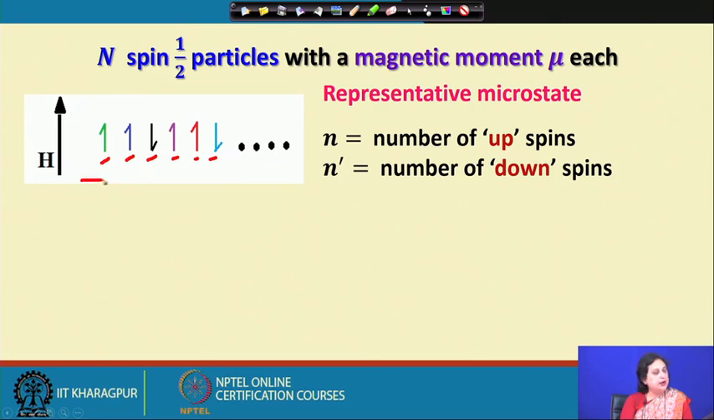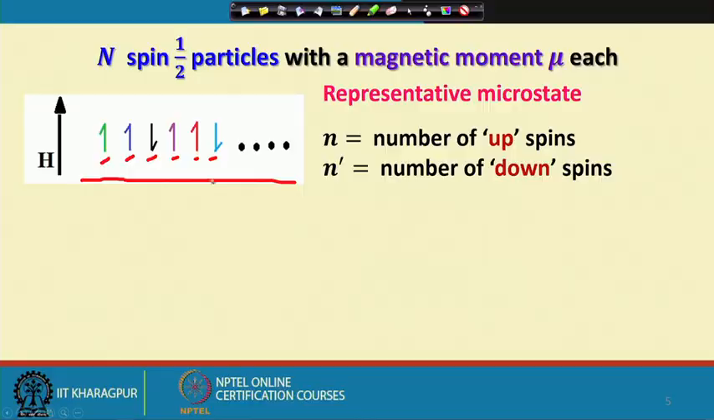So, this is one typical microscopic state. Depending on how all these spins are arranged up or down, I would say that many such microstates are possible. So, how do I express or define one such microscopic state? I will define it in terms of 2 numbers. And what are these numbers? These numbers are as follows.